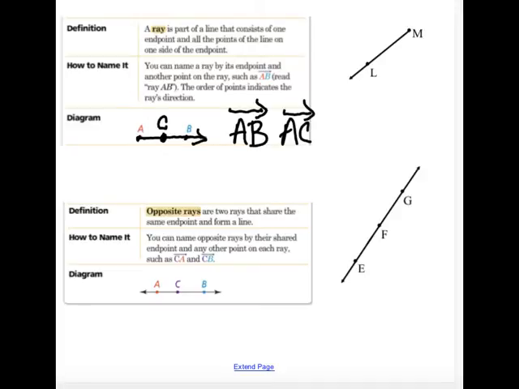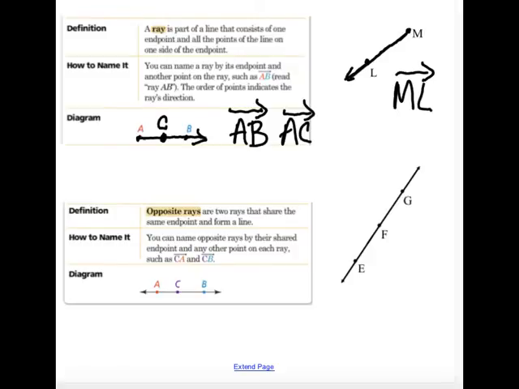So looking to the right, I have a ray. My endpoint is M, and my ray goes toward point L, so I would call this ray ML with my symbol.